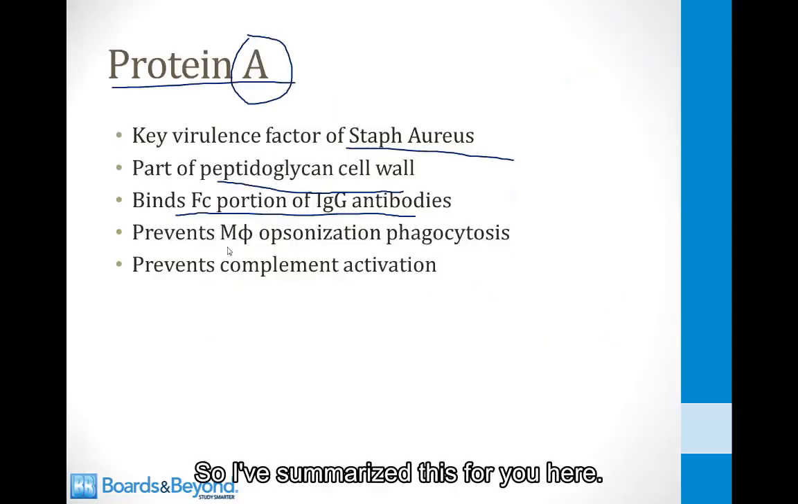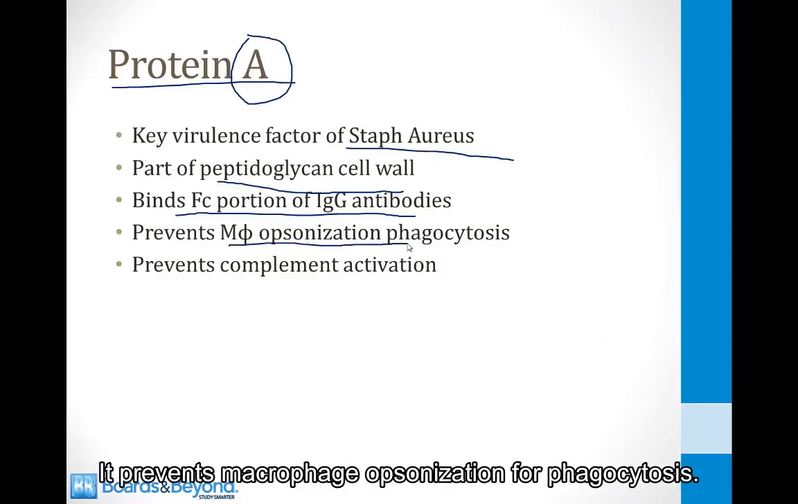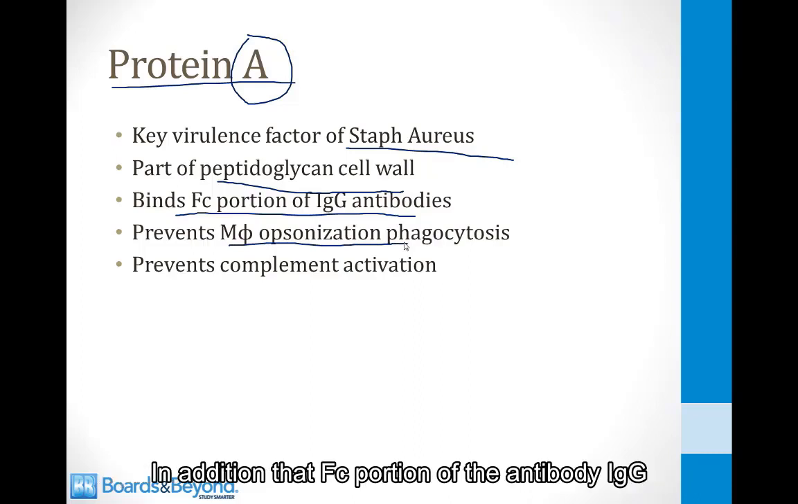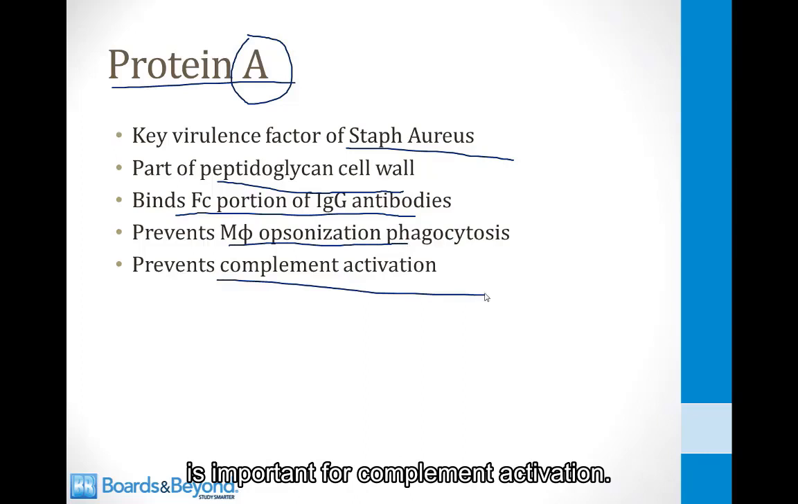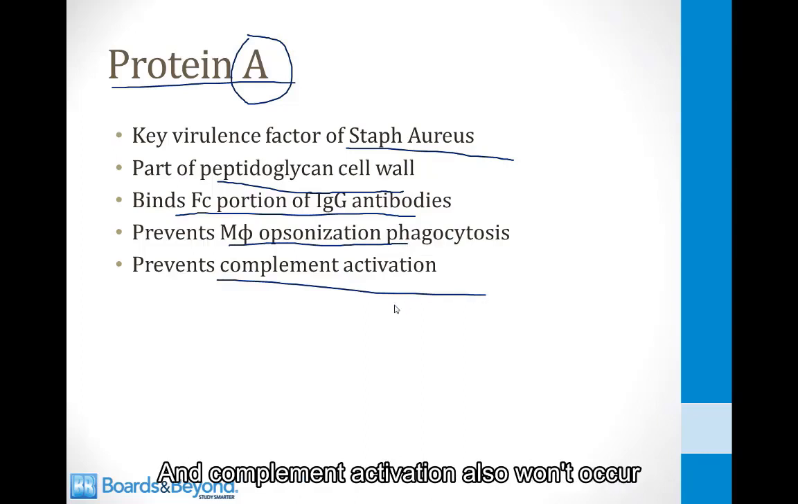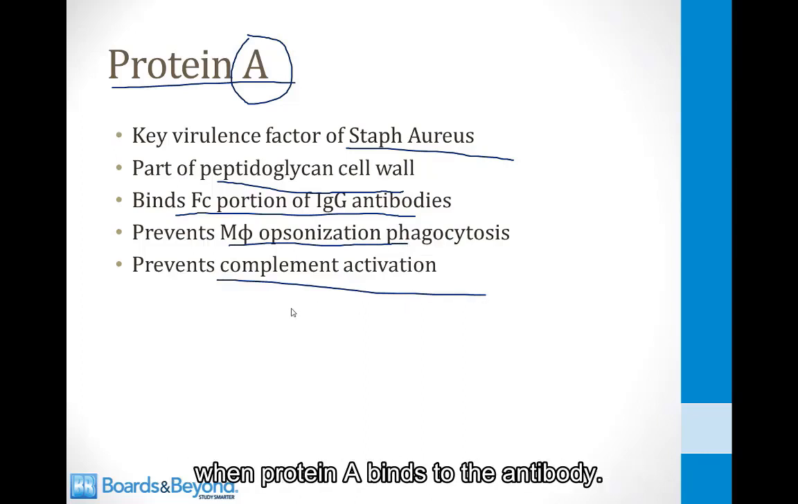So I've summarized this for you here. It prevents macrophage opsonization for phagocytosis. In addition, that Fc portion of the antibody IgG is important for complement activation, and complement activation also won't occur when protein A binds to the antibody.